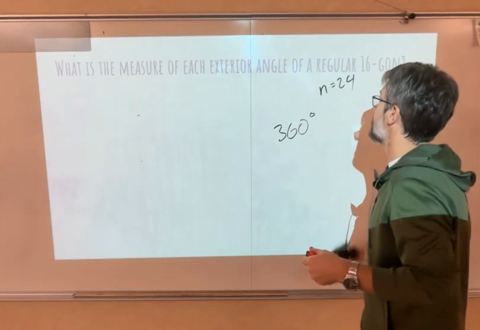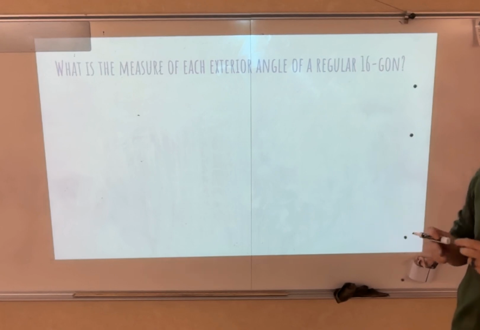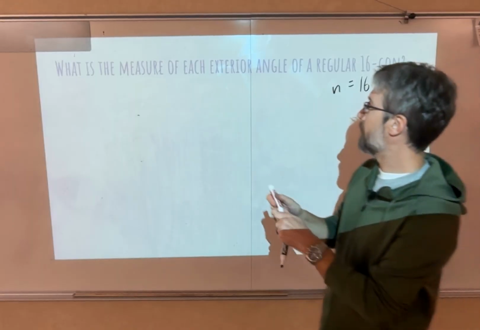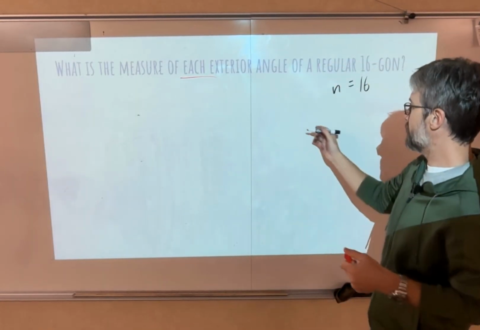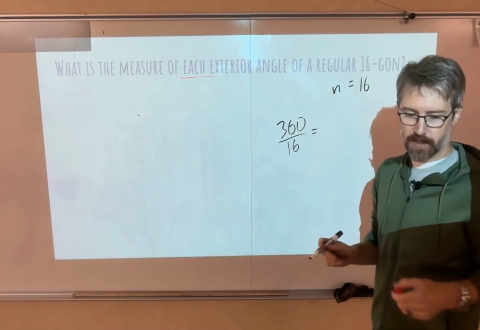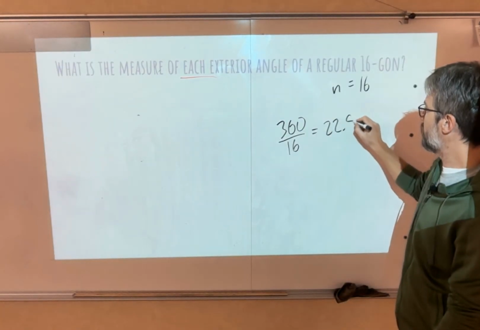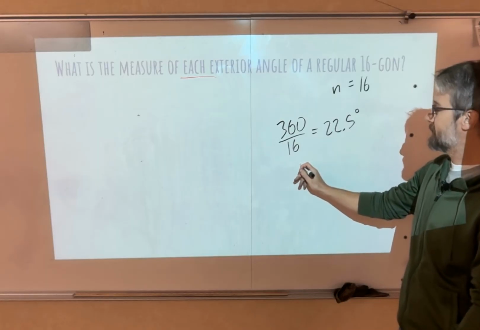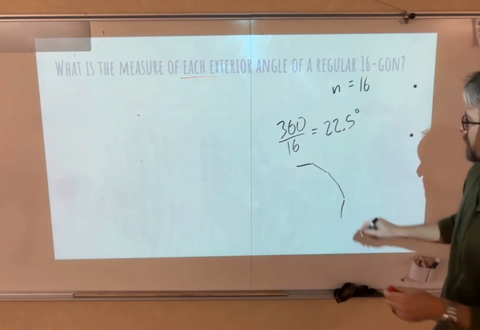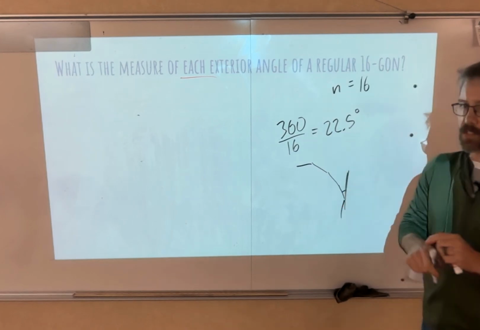All right, next one. What is the measure of each exterior angle of a regular 16-gon, meaning that this has 16 sides? Well, again, if we're talking about each exterior angle, each individual one, we would take 360 degrees, and there are going to be 16 of those angles to split it between. So 360 divided by 16 is 22.5 degrees. So if you imagine a 16-gon, I'm not going to draw it out, but imagine that there are 16 sides here, and I keep going. The exterior angle for each one of these is about 22.5 degrees.